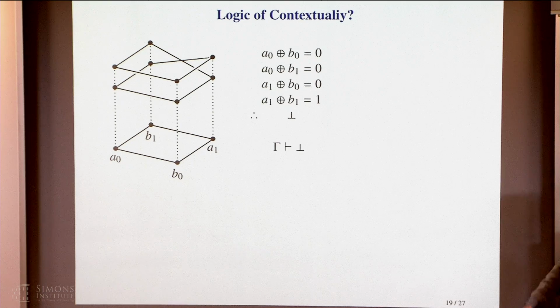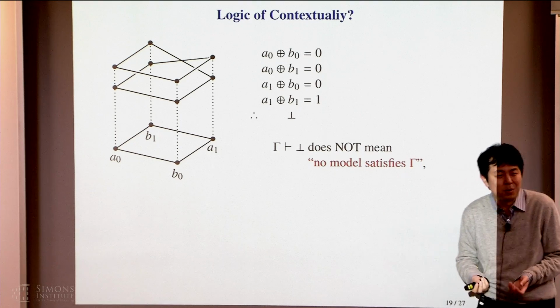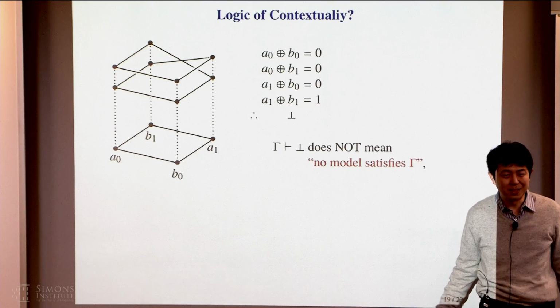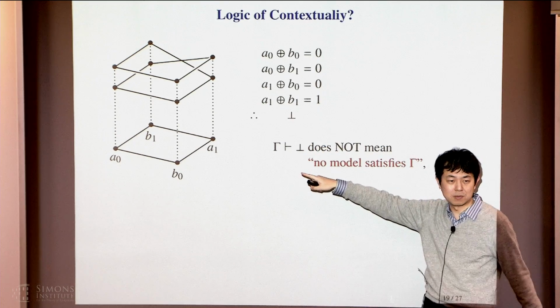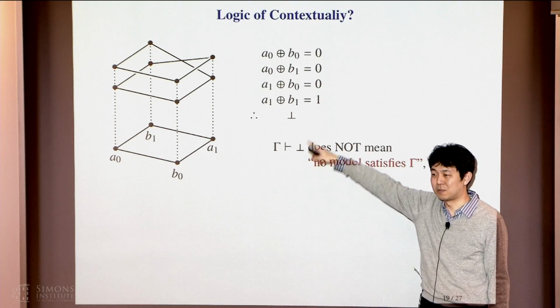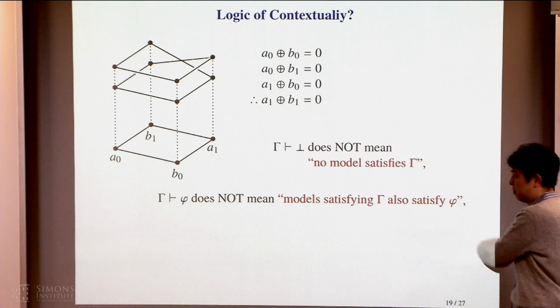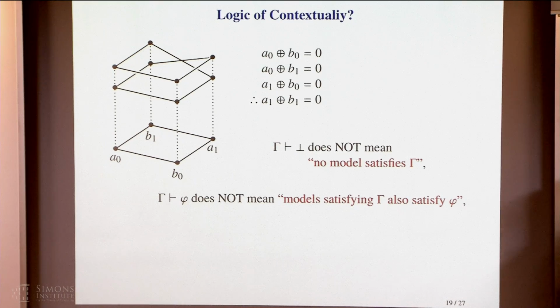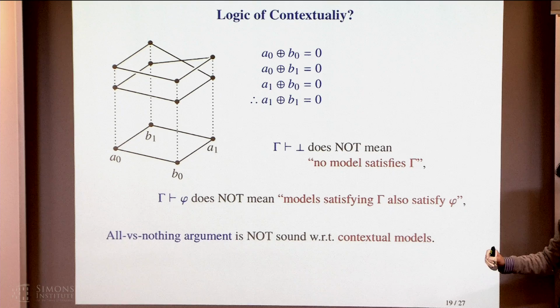Okay, so this is the argument. Note that this inconsistency, usually in logic, inconsistency means that there's no model, right? But it doesn't mean that here, because this inconsistency doesn't mean that there's no model satisfying those equations. Look, there was a PR box satisfying all those equations. Or if you put it in entailment form, the entailment form doesn't mean that all the models satisfying the antecedents are going to satisfy the consequent. No, there's a counterexample. So the point is that the logic of the contextuality argument is not sound with respect to contextual models.